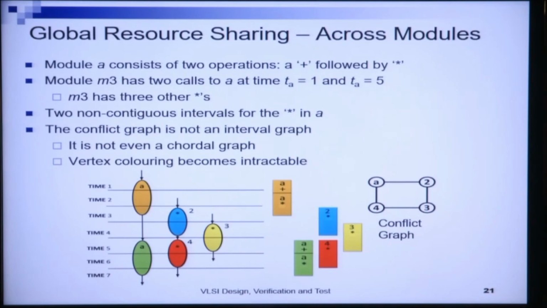This is a heuristic graph coloring methodology for general graphs. Now, we must understand that, as we said, across modules, when there are loops as well as branches, the conflict graph becomes non-chordal and becomes a general graph, and polynomial algorithms do not exist for coloring.